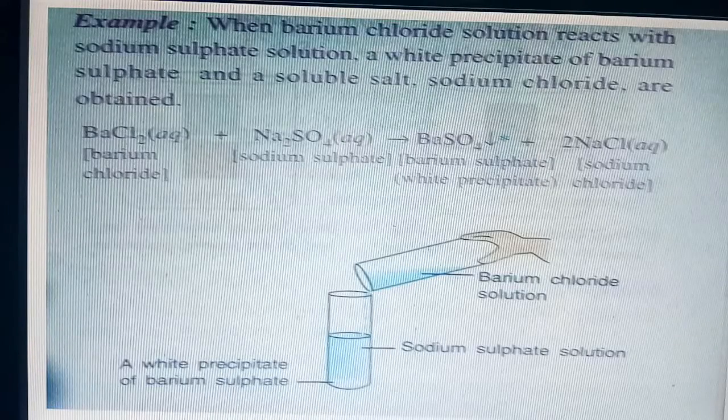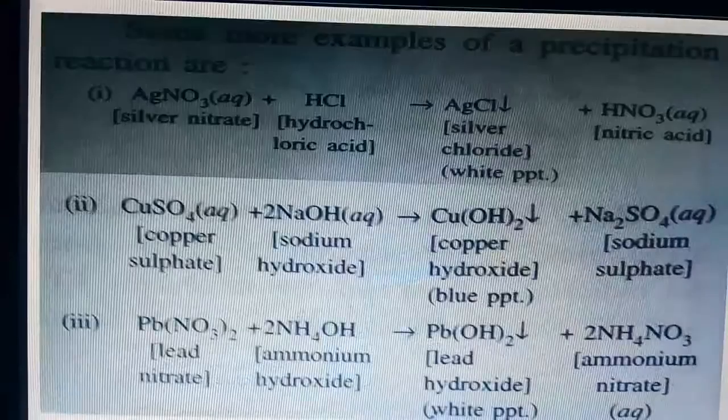Barium is with sulfate. That means they exchange. Barium is taking sulfate and sodium is taking chlorine. In place of barium, sodium is coming. In place of sodium, barium is going. So there is exchange of ions. In this way, a precipitation reaction takes place. In this way, a double displacement reaction takes place.